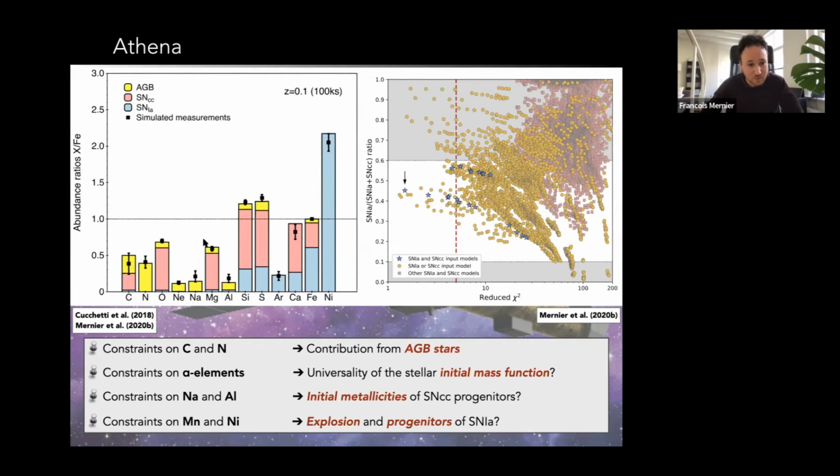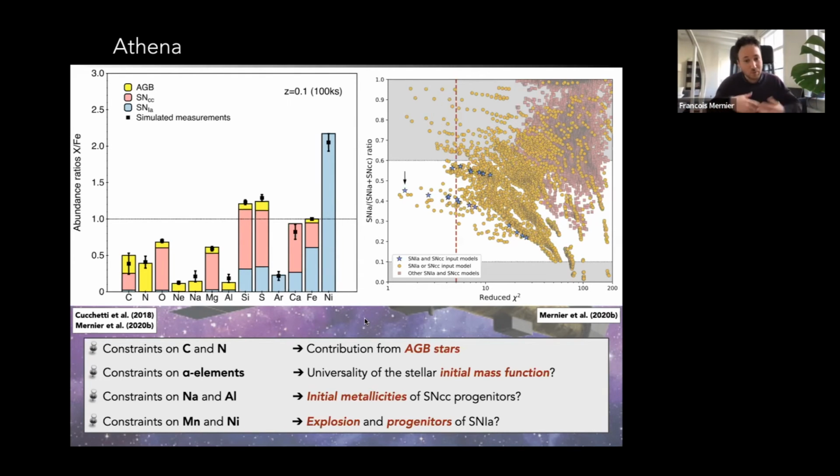unprecedented accuracy. And for example, you can have constraints on carbon and nitrogen, which currently are very difficult to measure. And carbon and nitrogen, as I told you, they are basically coming from AGB stars. So meaning that Athena will completely open a new window in this field, because it will also allow us to look at the contribution of AGB stars in this entire chemical enrichment picture.